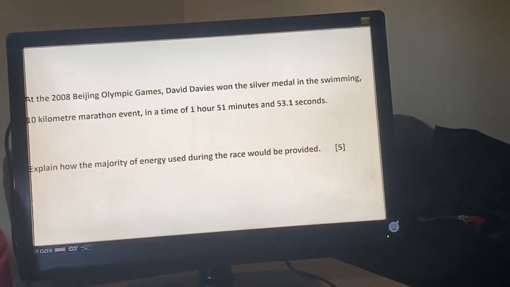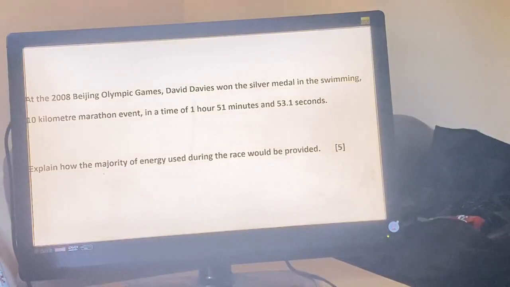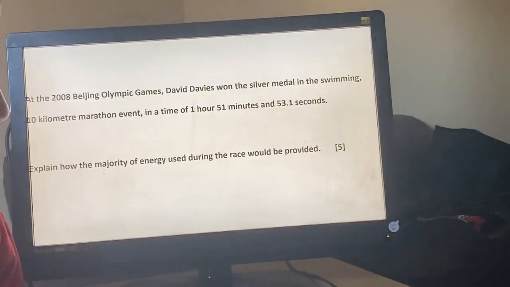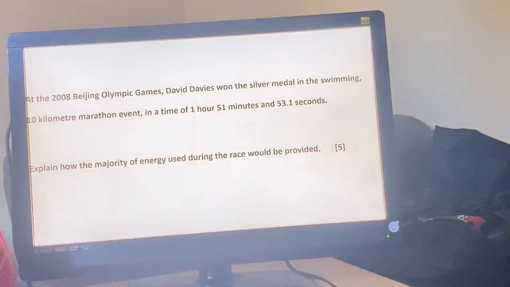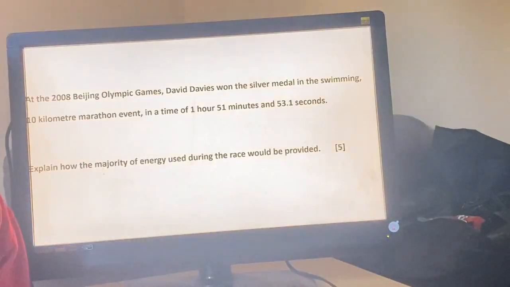Fine, so I've got a question here. At the Beijing Olympics, David Davies won the silver medal in the swimming 10-kilometre marathon event in a time of 1 hour 51 minutes and 53.1 seconds. Now, when we're looking at it, again, explain how the majority of energy is provided.